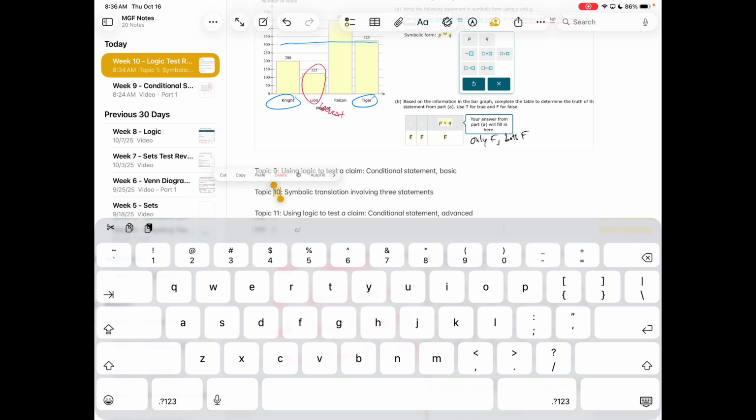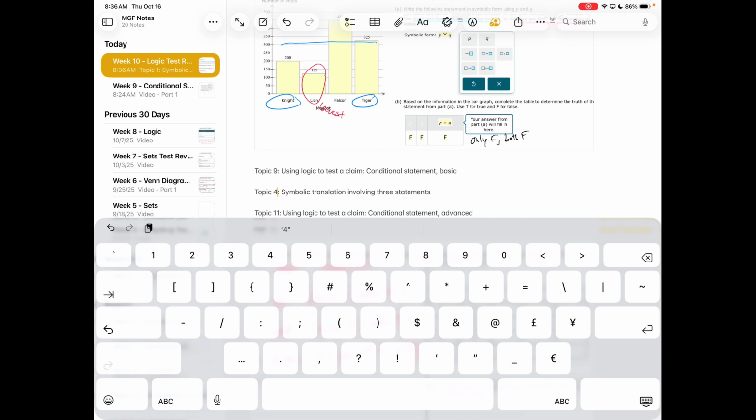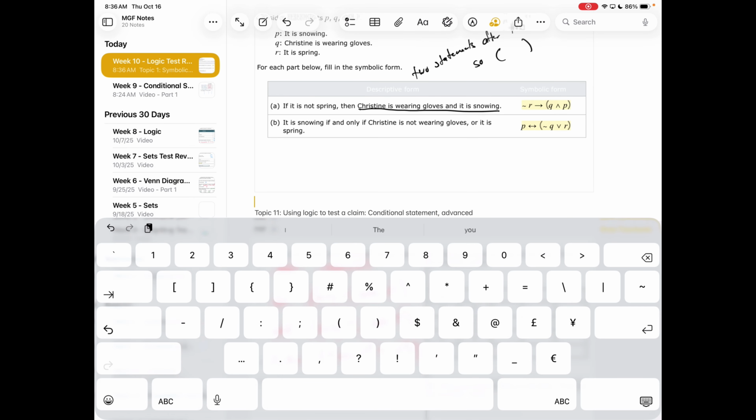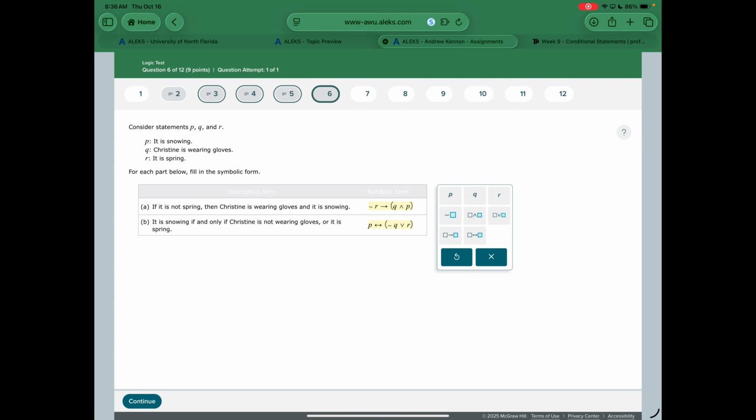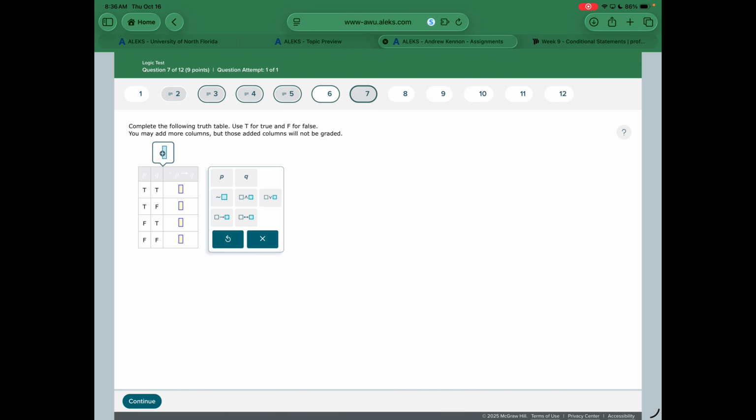Man, these are all out of order. Because that's number... Oops. Let's see if I got my numbering right on my thing. Okay, so number 7 is on the test work page.